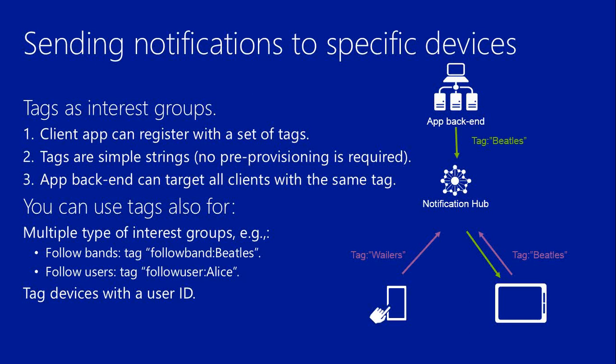No pre-provisioning is required for them. You can also tag for the followers, that you can tag the users who follow bands as well as the users. Along with that, you can also tag devices with the user ID, which means that if a user has logged in to 2-3 devices with the same user ID, then notification to all of these devices will be pushed. So these are few ways you can send notification to specific devices, and the concept used here is tag.